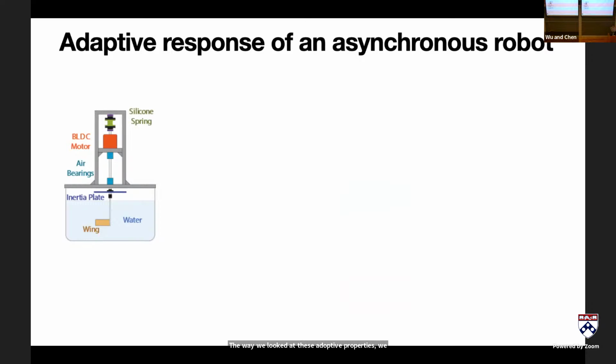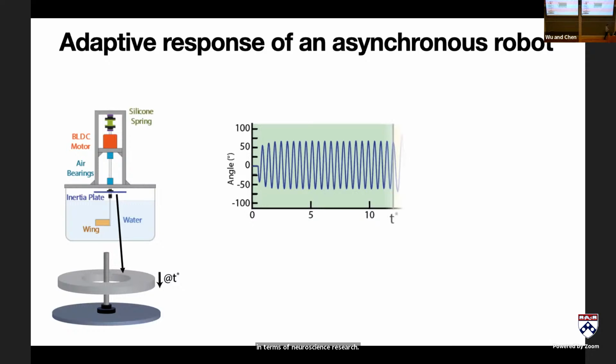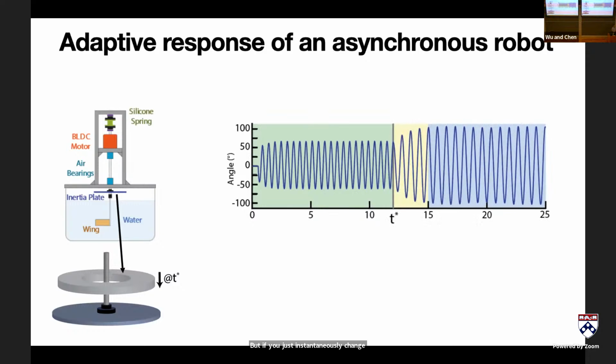The first one is what happens when the body mechanics of the system change. You can do that in experiment by changing the wing inertia. You can change the size and shape of the wing. People in biology have done this by clipping insect wings. As nasty as it may sound, it's one of the nicer things that people do to insects in terms of neuroscience research.